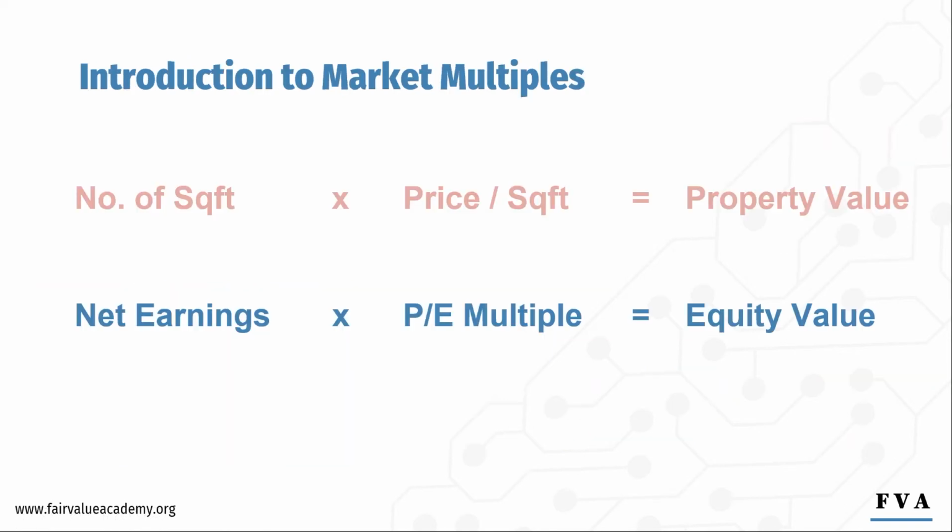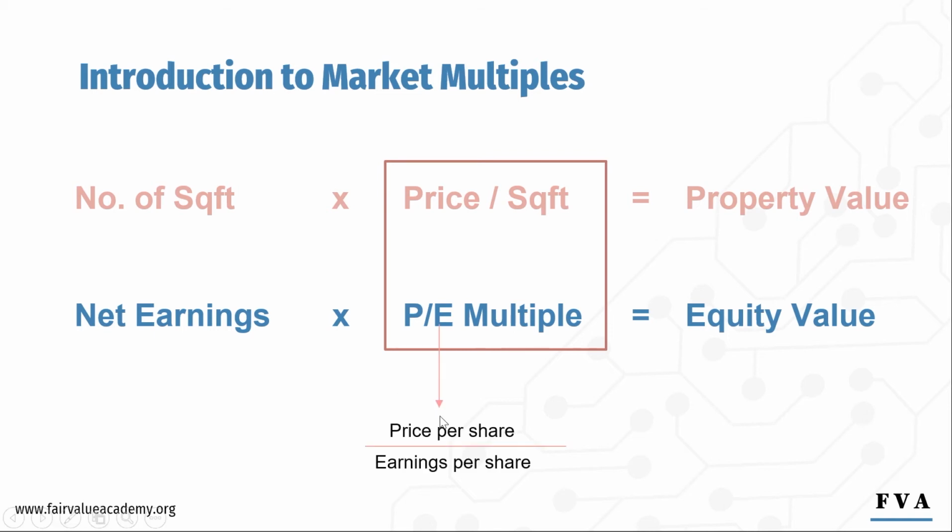It's called the market approach because these are derived from the market. As I showed you, price per square foot came from market transactions. And PE multiples are also derived from market transactions, since we are taking the trading price per share. So when a share trades on the stock exchange, we take the price per share from that transaction on the stock exchange, and we divide it by earnings per share, which we get from the publicly available financial statements. So as you can see, the PE multiple is also referenced from market transactions.